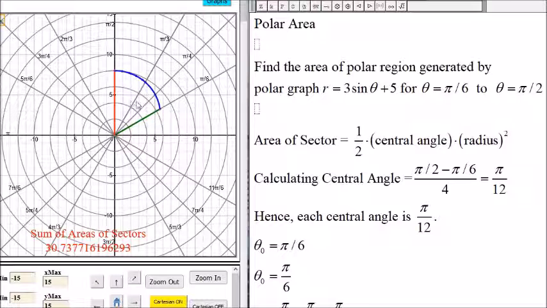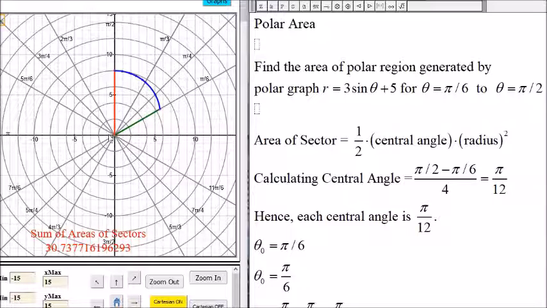We have a polar region here. This is the polar region, and we want to find the area of this polar region. This region is generated by the graph r equal to 3 sine theta plus 5, for theta from pi over 6 to pi over 2.